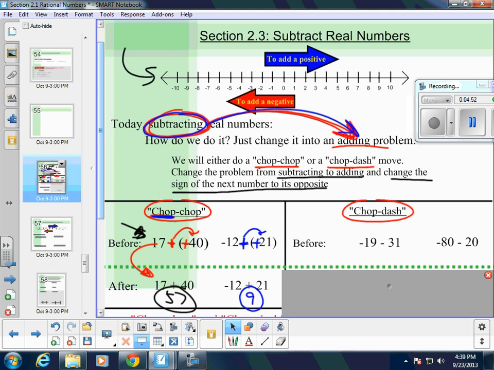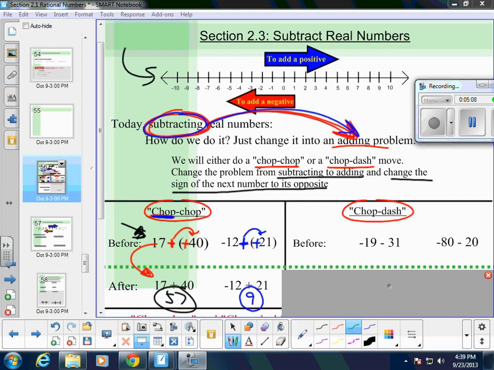And again, that should be the same answer as if you punched it in the calculator. If you punch in negative 12 minus negative 21, it should be the exact same answer. So that's what chop chop looks like. It's when we chop a subtraction sign into an addition, make it addition, and then the very next sign is negative, and so we make that positive.